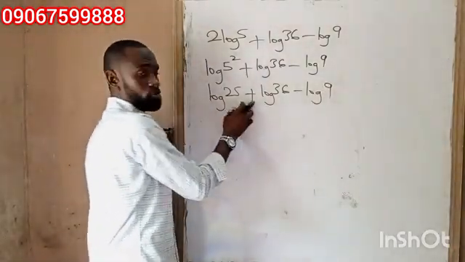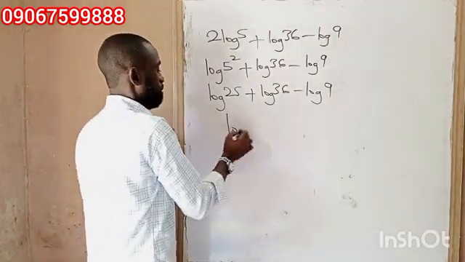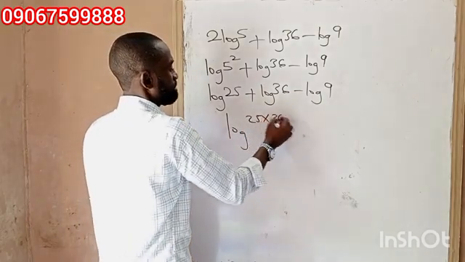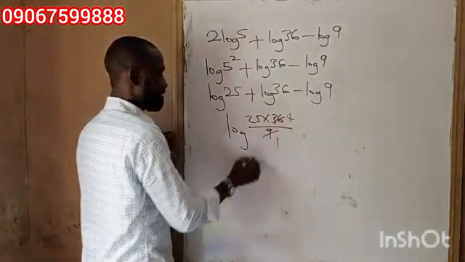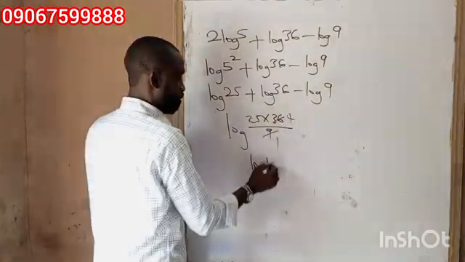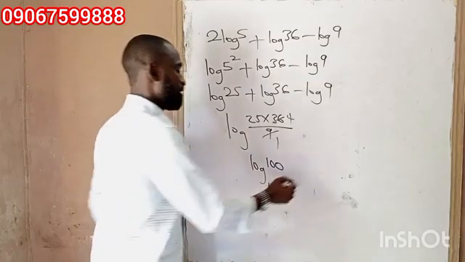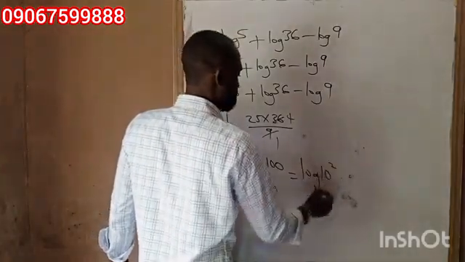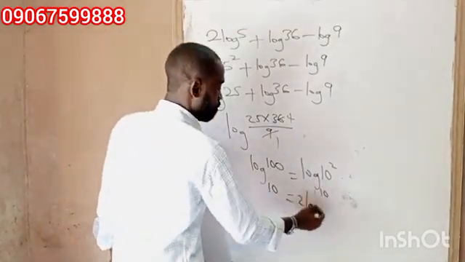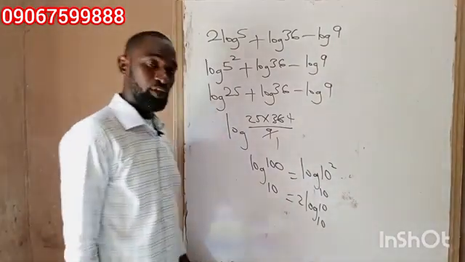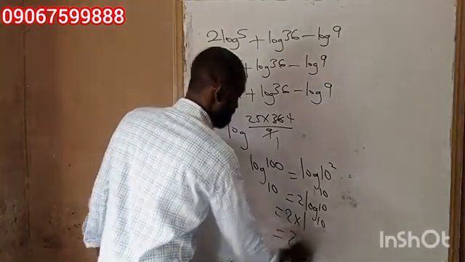Same base. Plus we change to times. Minus change to division. So I have log of 25 times 36 all over 9. 9 here 1, 9 here 4. So I'm having log of 25 times 4, which is 100, base 10. This will be log of 10 raised to the power 2 base 10. Can I apply the law here? Yes, the 2 will come to the back. Now I have 2 log 10 base 10. Log 10 base 10 is 1. So now I have 2 times 1, and we have our final answer 2.